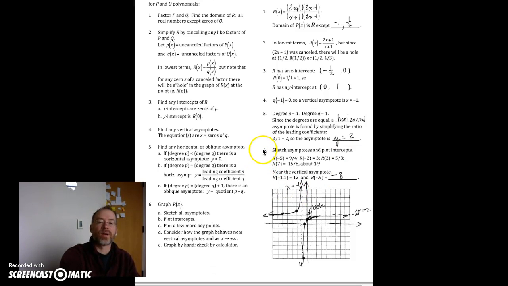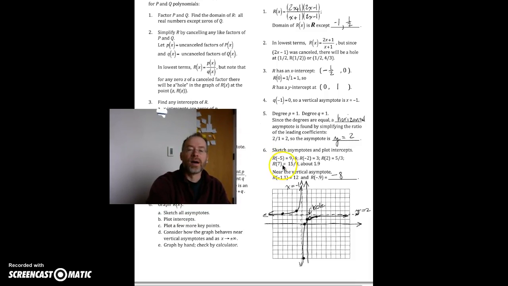Finally, step 6, putting this all together and graphing. Sketch asymptotes. We've got a vertical at x equals negative 1. We've got a horizontal at y equals 2. Put in the intercepts. Two points are found from the intercepts. Plot a few more points. I plotted maybe even more than I would need to here, and I graphed a few more points. Plot that hole at the point (1/2, 4/3), and then put it all together by drawing the parts of the graph that make sense from the asymptotes and the intercepts and the points you found.